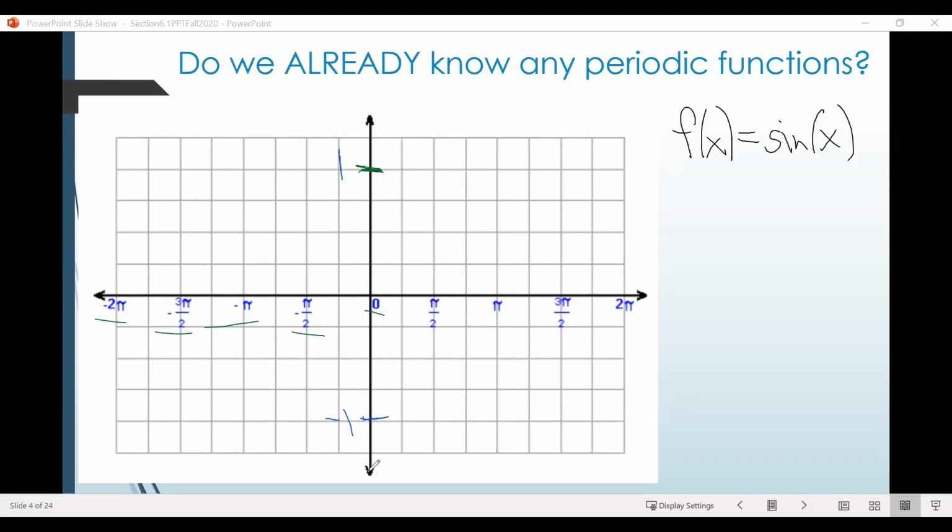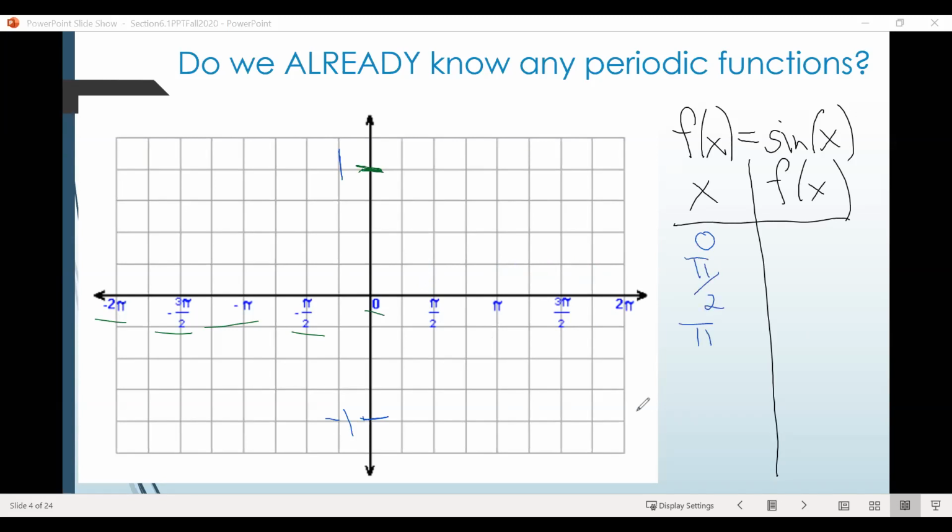All right, so let me set up my table here. So my x's and my f of x's. And start by plugging in the values along the horizontal axis there. So we have 0, pi/2, pi, 3pi/2, and 2pi. And if you have a unit circle handy, or if you have it memorized already, you can reference that as we go through this.